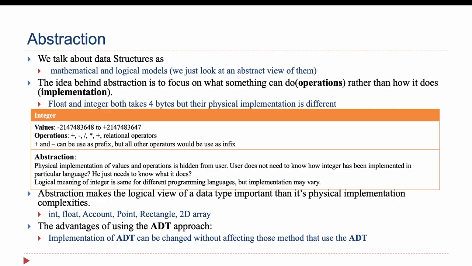Second, ADTs provide a common language and framework for discussing and designing data structures. By focusing on the operations that a data type can perform, we can compare and contrast different data structures based on their strengths and weaknesses for a specific task. In summary, data structures are mathematical and logical models that help us manage and manipulate data in computer programs. By using abstraction and ADTs, we can design efficient, flexible, and maintainable programs that work with complex data types in powerful ways.